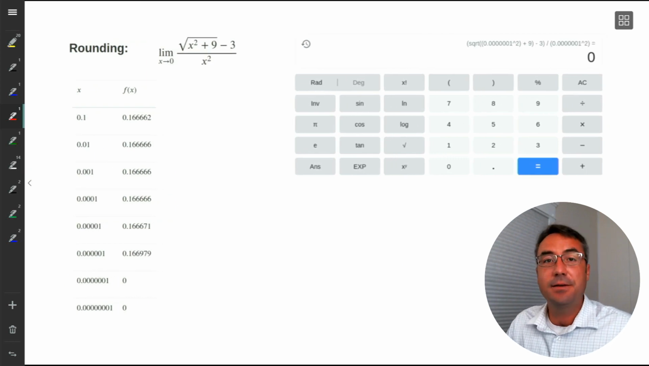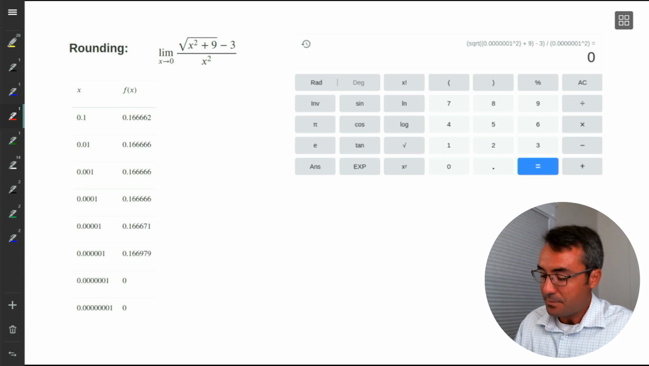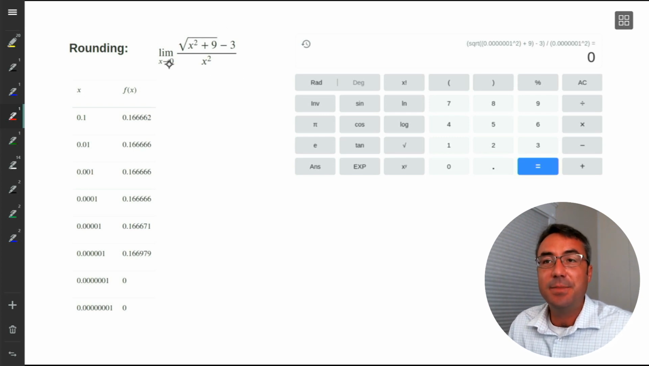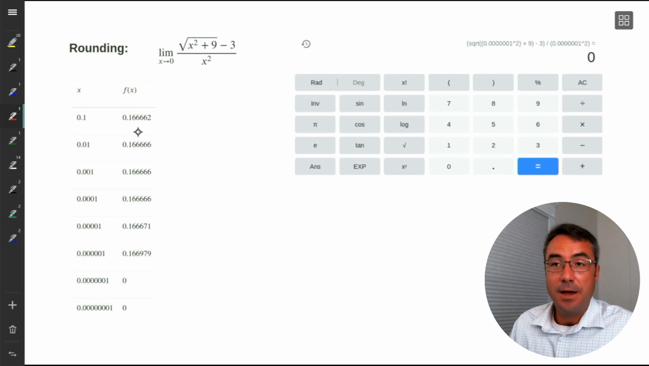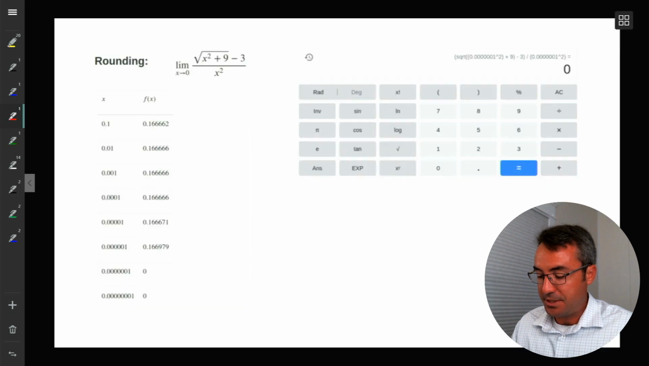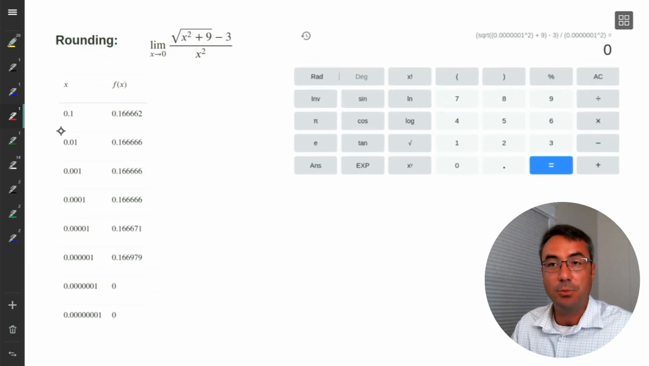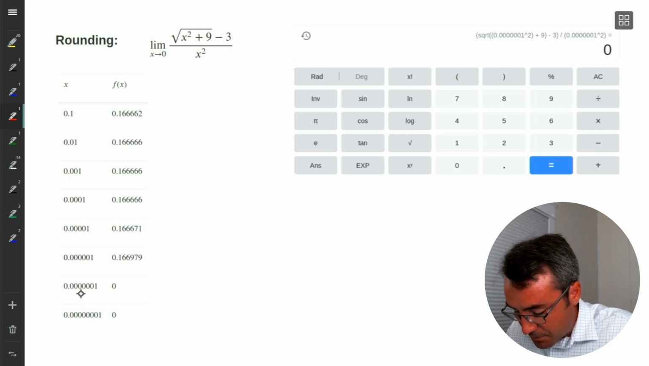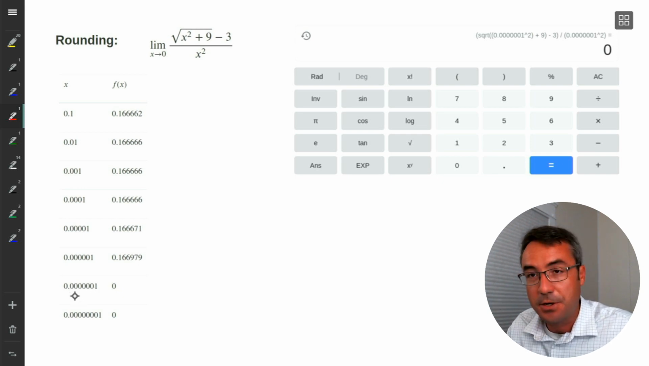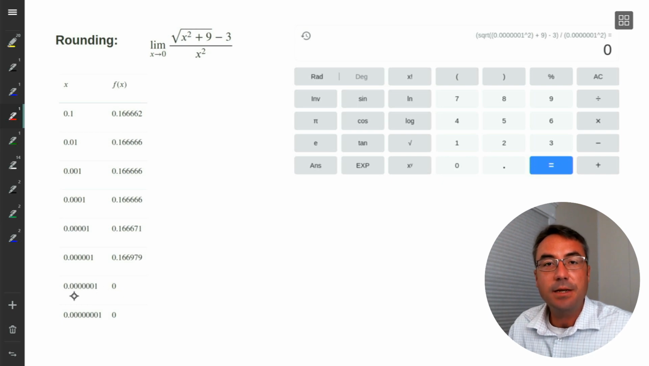And then one other thing that can happen is kind of a technology limitation. So if we were investigating the limit of the square root of x squared plus 9 minus 3 over x squared as x approaches 0, come up with a very plausible list of x values to plug in. So 0.1, 0.01, so on. What do we have here? 0.0000001, 6 zeros and then a 1 here. So we're getting into some small decimals here.